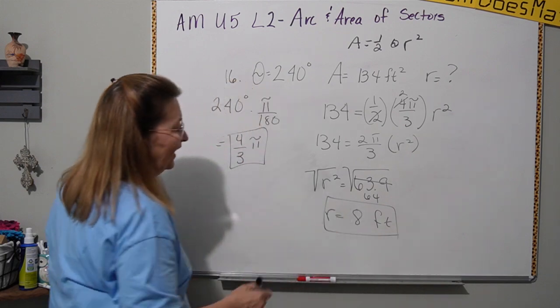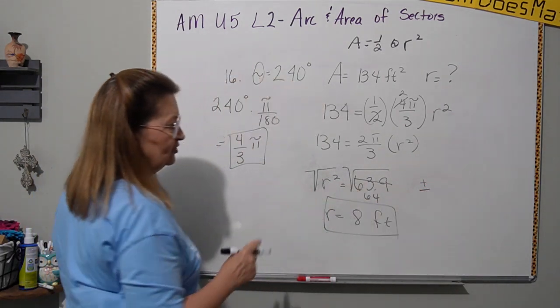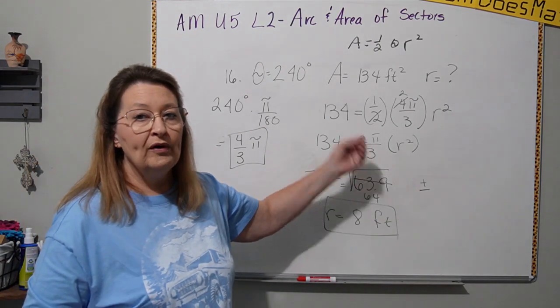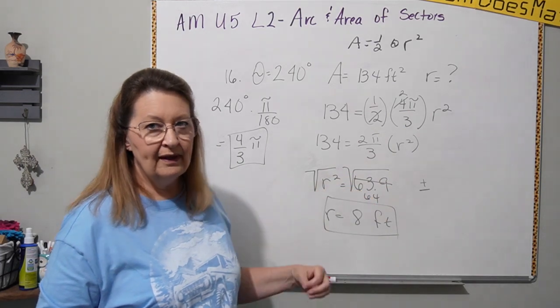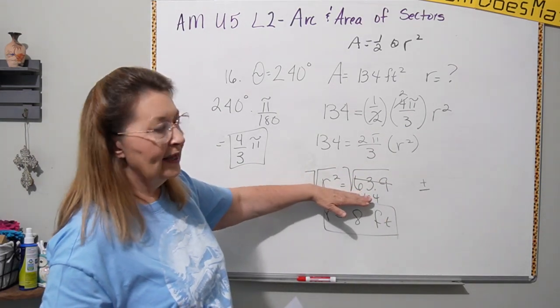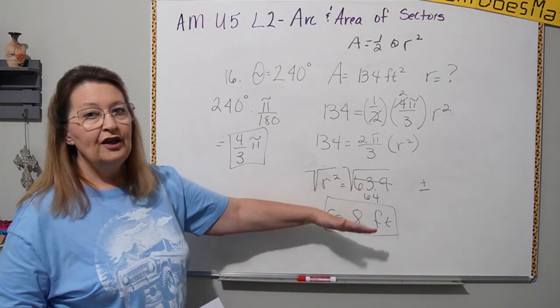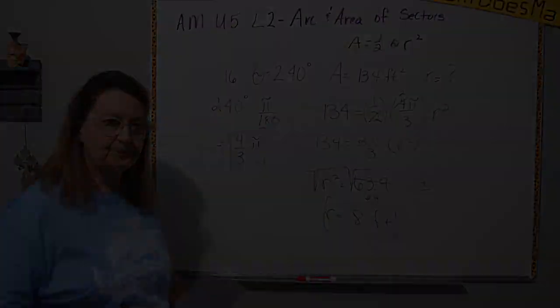Now, why didn't I use the plus or minus sign? Because usually when we take the square root of both sides, we put the plus or minus. Well, we're looking for a radius length, and there's no way to have a negative length in measurement. So anytime you are trying to find a measurement and you use the square root property, you don't have to use the negative part, okay?